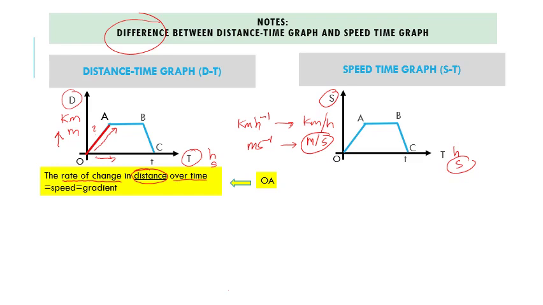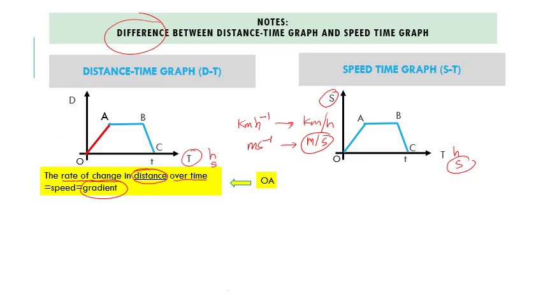You can calculate the speed here for OA. So how do you calculate the speed? Yes, you just use gradient to calculate the speed. Meaning to say, speed is equal to gradient. So how do you do that?